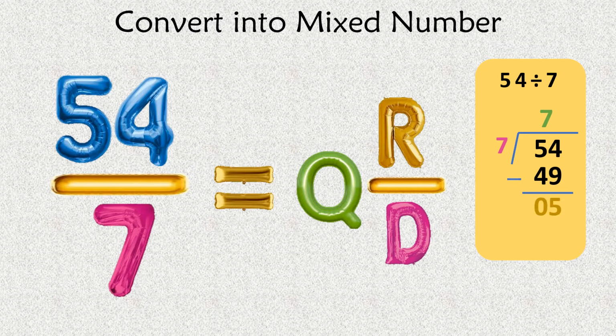So the mixed number is written as Q R upon D, where Q is quotient, which is natural number part, R is remainder and D is denominator. So what is quotient? 7.